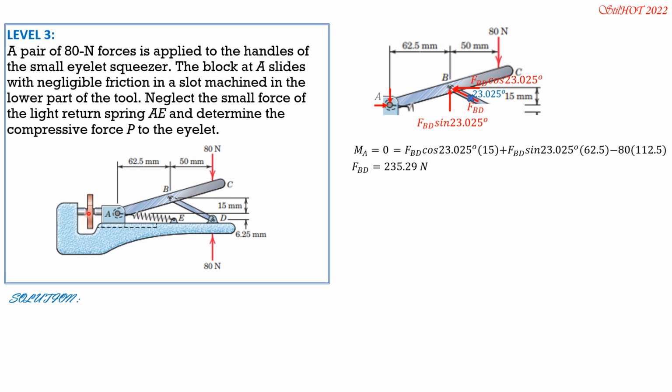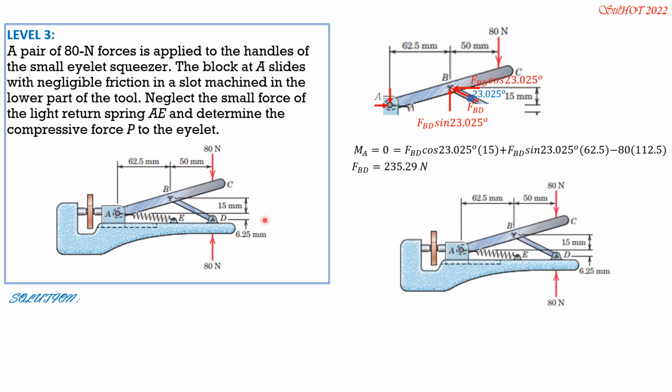Finally, FBD of this part. So we have P, then FBD, and the angle it makes with horizontal. So R horizontal equals 0, or summation forces horizontal equals 0. Then equals P minus horizontal component of 235.29, which is 235.29 cosine of 23.025. So P therefore is 235.29 cosine of 23.025 degrees, and that is equal to 216.5 newtons.